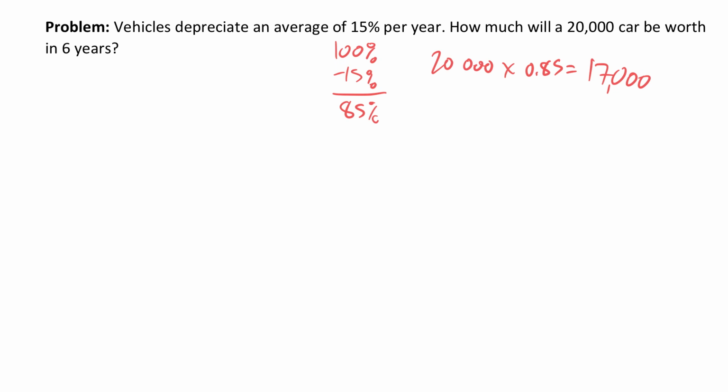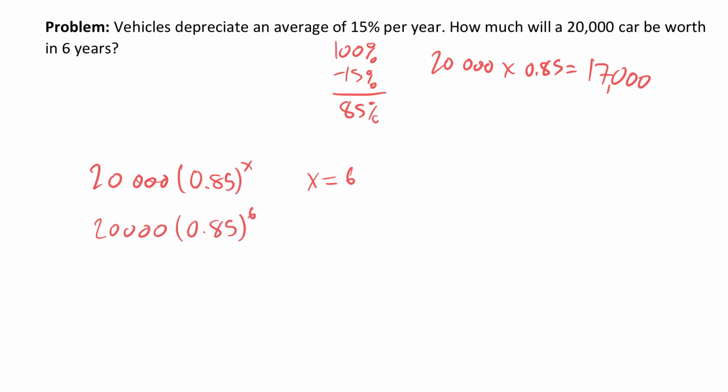So let's see what happens after 6 years. We take our $20,000, multiply by 0.85 to the power of x. X will be 6 years, so that gives us 20,000 times 0.85 to the 6, which will work out to $7,542.90.